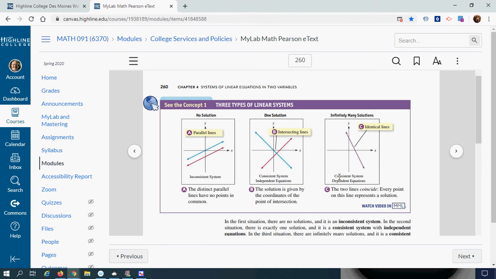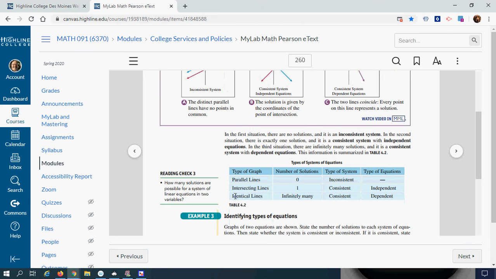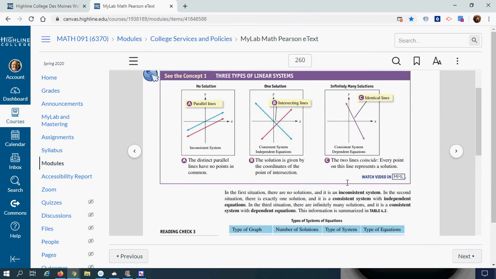Then we look at case C, where the two lines coincide. Every point on this line represents a solution, meaning you have a line and then another line that lands right on top of the original line. So basically it's identical lines. You have infinitely many solutions. We still call it consistent, but it's dependent on each other, so it has to be the same. So let's take a look at some examples of that.